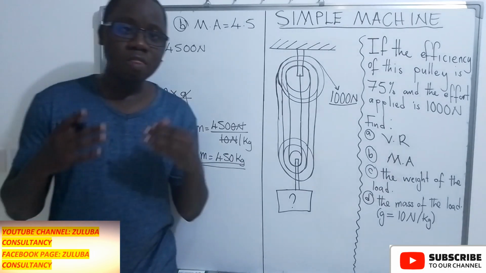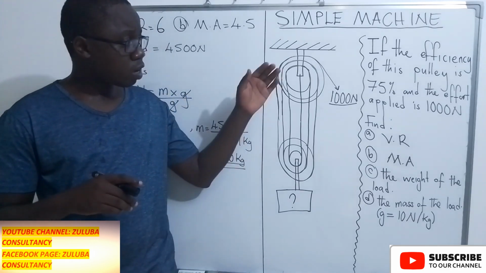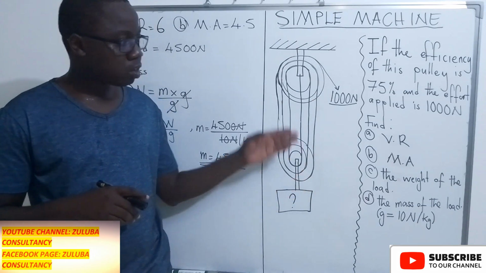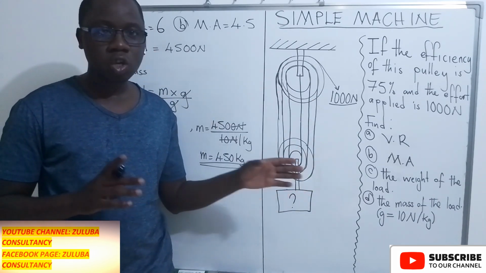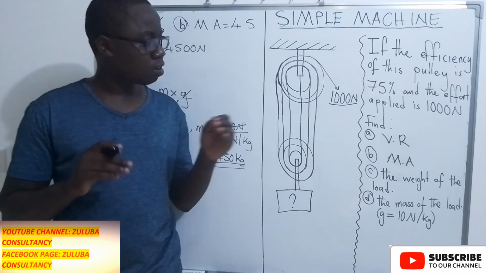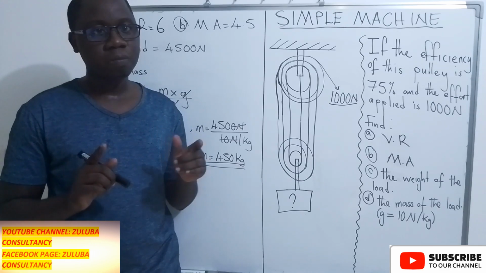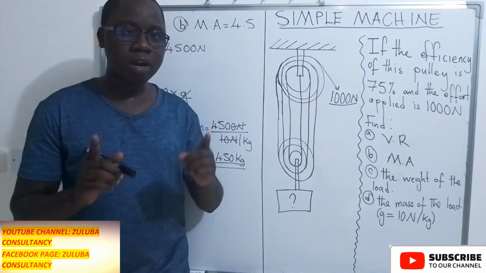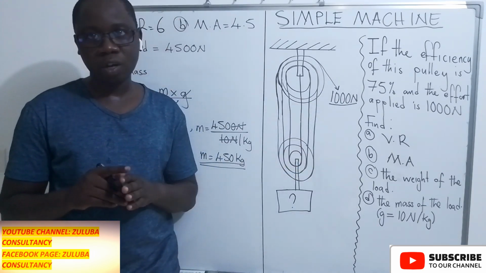So hopefully this video has been very helpful for you to know how you can come up with the velocity ratio, the mechanical advantage, the weight, and last but not the least, the mass. You can also notice that these four questions are interlinked. If you fail to do the first question correctly, it affects all the other questions.